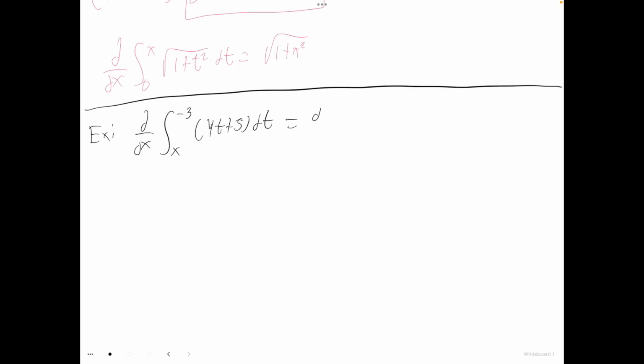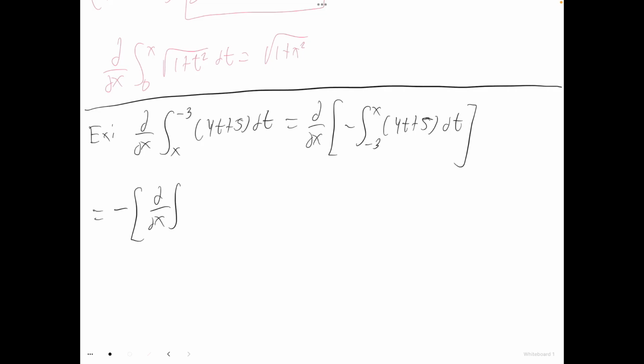This is just equal to the derivative of negative the integral from negative 3 to x of 4t plus 5. Remember that you can flip the bounds by just pulling out a negative. Negatives can be pulled out of derivatives, so this is negative times the derivative with respect to x of the integral from negative 3 to x of 4t plus 5 dt.